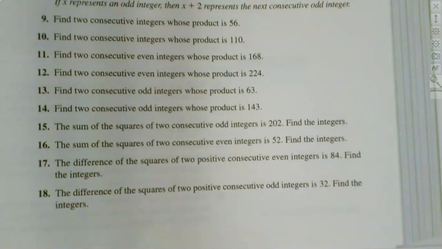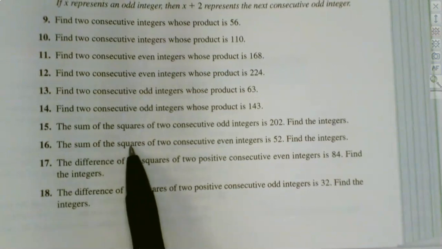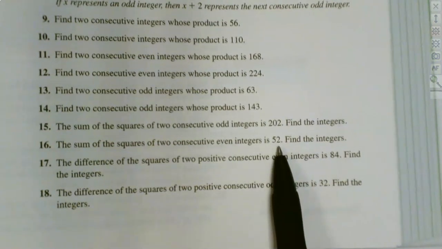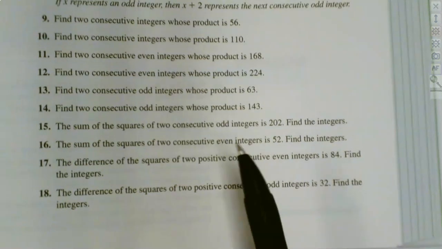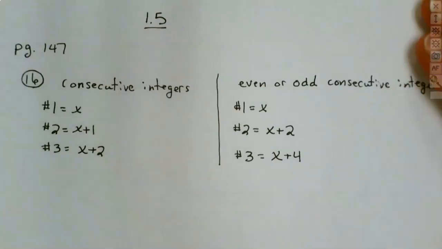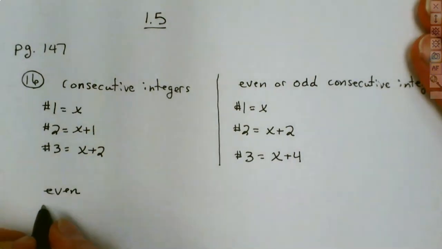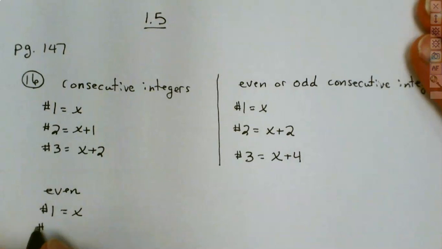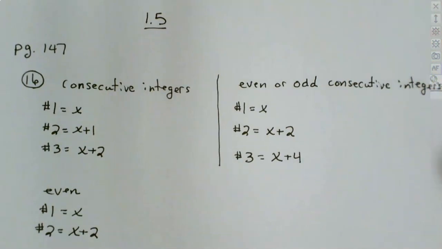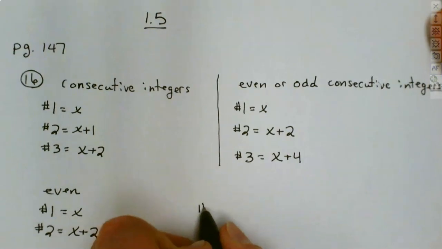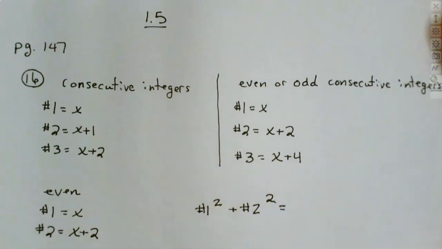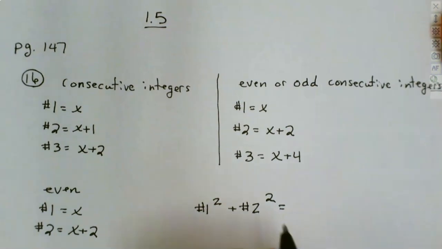Question 16 says, the sum of the squares of two consecutive even integers is 52. So we know we have even integers, so that means our gap is 2, and we have 2 of them. The first number, we're going to call x. Our second number is going to be x plus 2. Now, what are we looking at? We are looking at the sum of the squares. So the sum of the squares would be the first number squared plus the second number squared. That's your sum of your squares. And in this case, it equals 52.